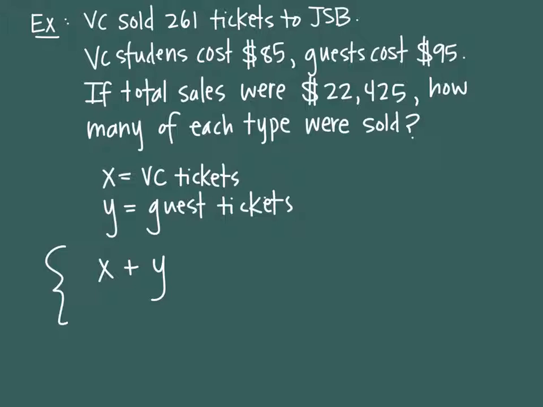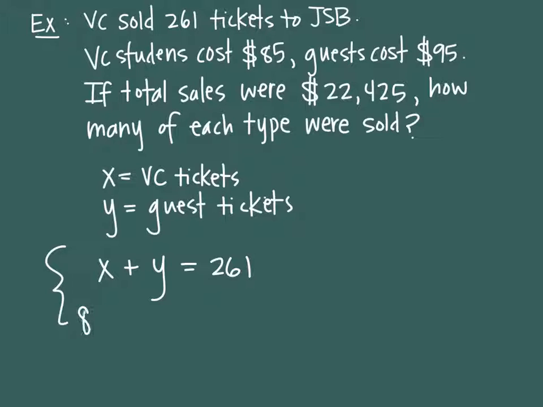No, not 22,000. That's the dollar amount. That's not what we're talking about. These are just how many tickets there are. All right, this is equal to 261. Don't mix your units, okay? Tickets added together equals a ticket quantity, not a dollar quantity. But then we'll talk about dollars.